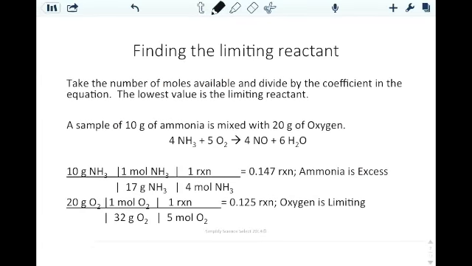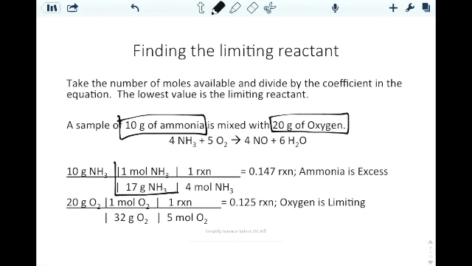So how do we find the limiting reactant? Very basic. We just take the number of moles available and divide by the coefficient in the equation. The lowest value is the limiting reactant. So when we're looking at this, say we start with a sample of 10 grams of ammonia mixed with 20 grams of oxygen. What we do is we get this into a mole value. Anytime we go from grams to moles, we use the molar mass.